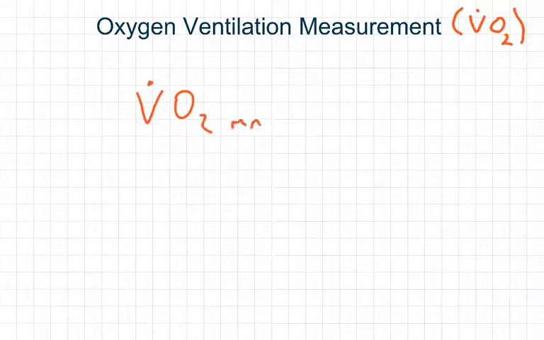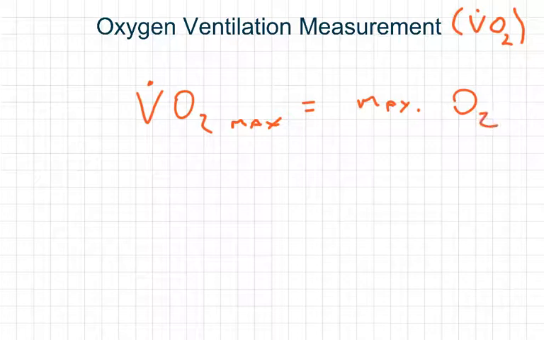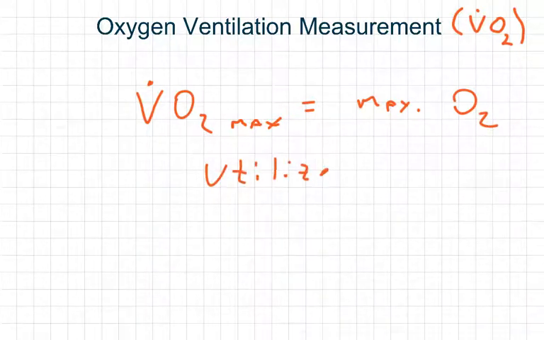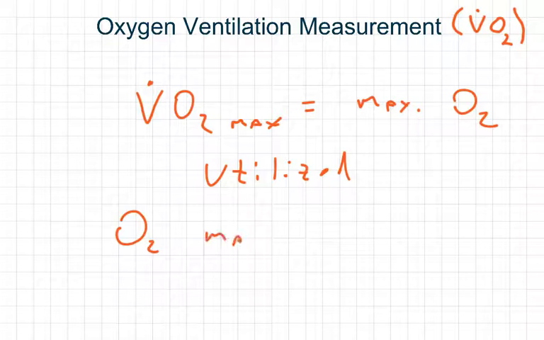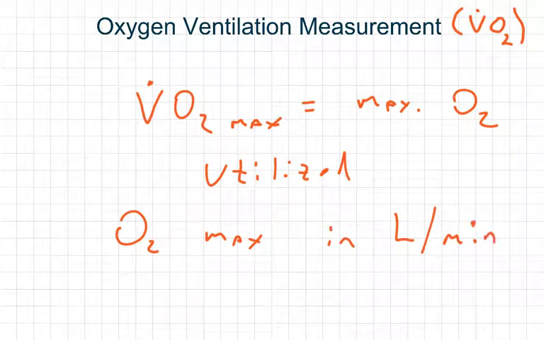In the previous video, we discussed this idea of VO2 max. VO2 max is the maximum amount of oxygen utilized by the muscles in the body. So what we're saying is VO2 max is the maximum amount of oxygen that the body can use in liters per minute. And this is how it ties back into the oxygen ventilatory measurement concept.